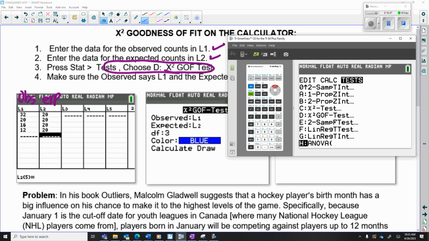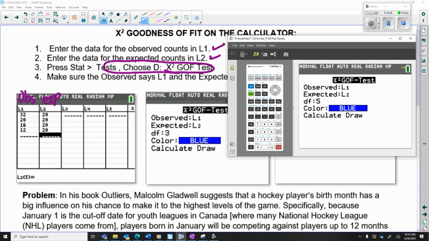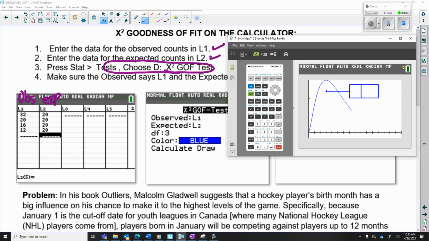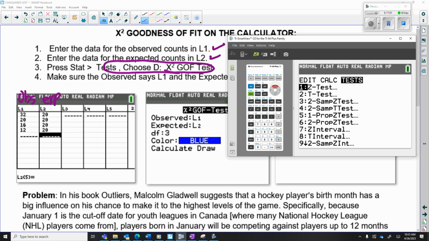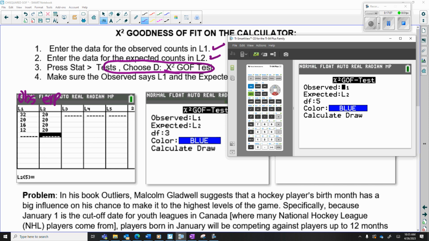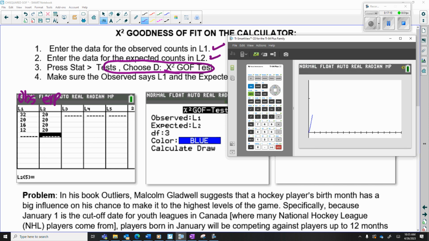Again, it's letter D, chi-squared test for goodness of fit. If we go down to draw, we're going to see that the chi-squared test statistic is skewed to the right. Sorry, let me get rid of whatever's in here the plot was on. I'll do it again. And skewed right, again, is always going to be the case. It's also going to tell you your p-value on the bottom, and it's going to tell you your test statistic, which is your chi-squared value.